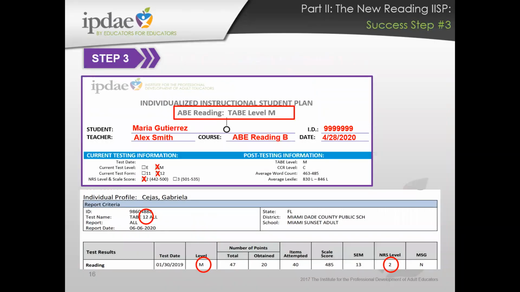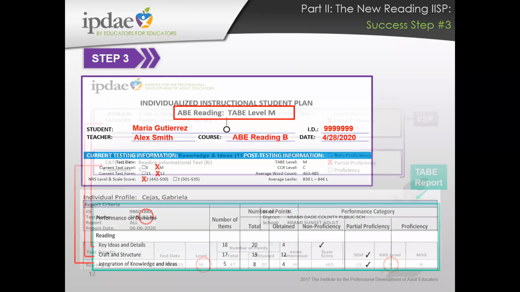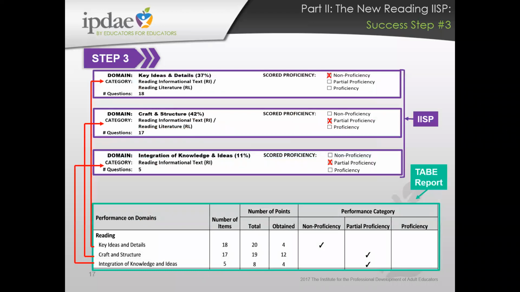All right, so we type in the student's personal information at the top, and we transfer the current testing information from the individual profile report. We select M12 and NRS level 2. Now we transfer the performance on the individual domains from the individual profile report to the corresponding section of the IISP.